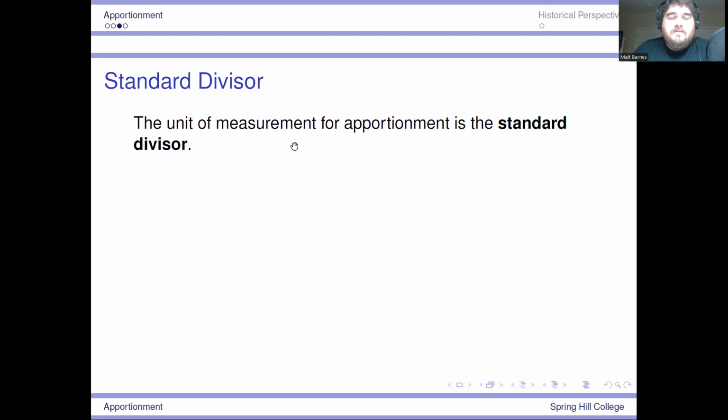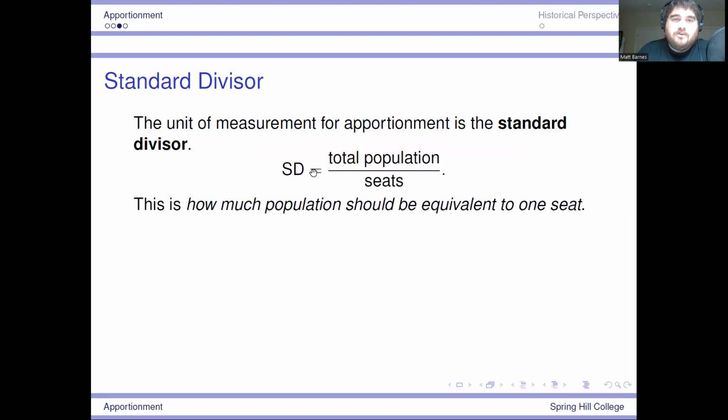All right, so we've seen a couple terms on the worksheet so far. The first one is standard divisor. This is going to be our measuring stick for apportionment. The way we find our standard divisor is we take the total population and divide it by the number of seats. And what that does is it tells us how many people in the population is equivalent to one seat. If we have a certain number of seats to divvy up, how can we actually divvy them up? How many people do we need to have in a state so they get one seat? How many more people do we need so they get another seat?